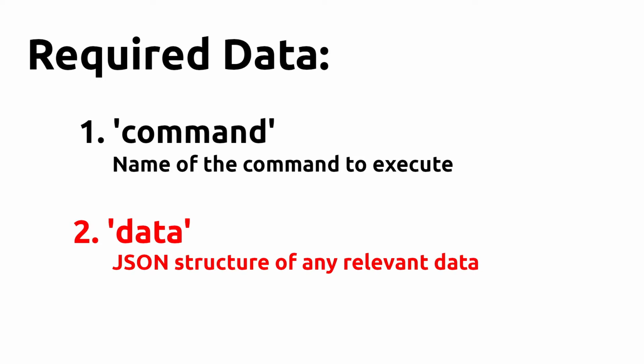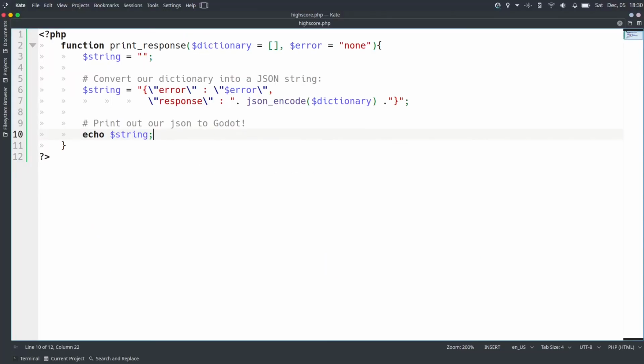But when retrieving high scores, we need to be able to specify how many scores to retrieve and where in the scoreboard we should start. Let's call this one data, and we can send it as a JSON string. We will also need to send some security data, but we'll handle that a little bit differently later on. So with this in mind, let's just add one more tweak to our print response function.